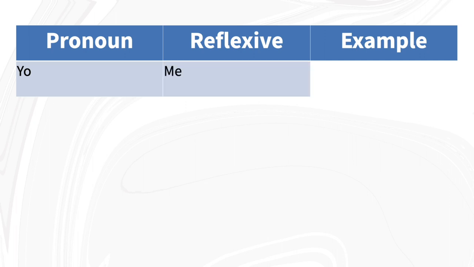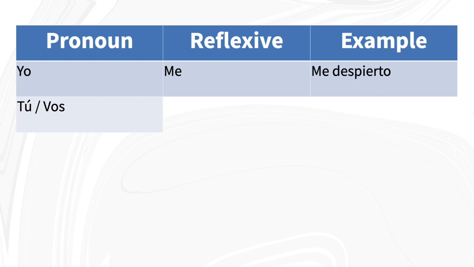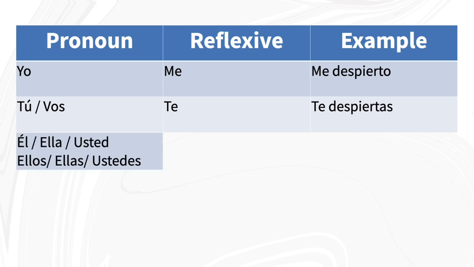Yo, I, the reflexive pronoun is me. And the example I have here is with the verb despertar. Me despierto. Me despierto means I wake up. Tú, or vos, uses te as the reflexive pronoun. To say you wake up, we will use te despiertas. Te despiertas.